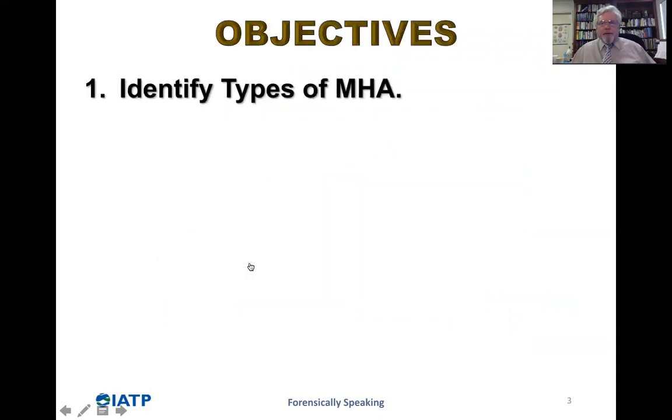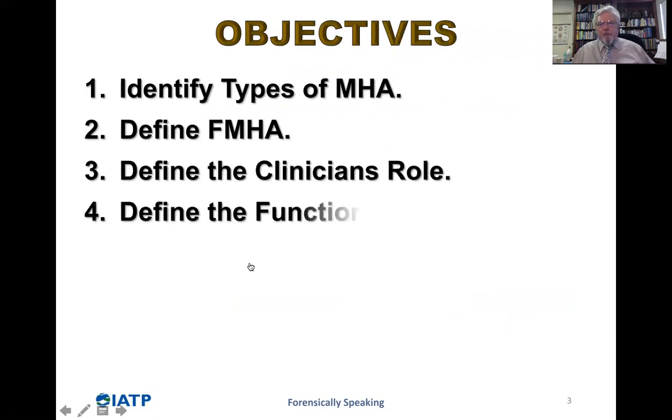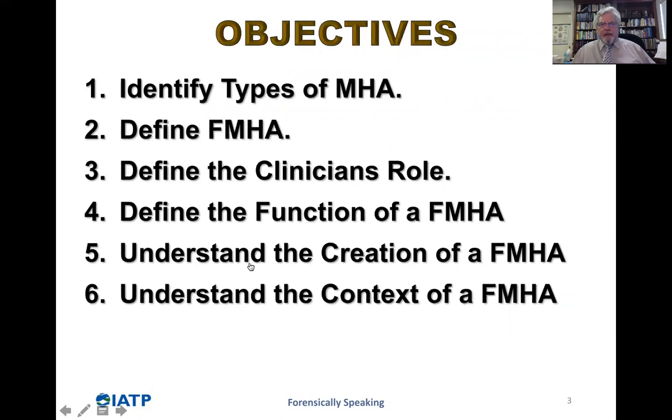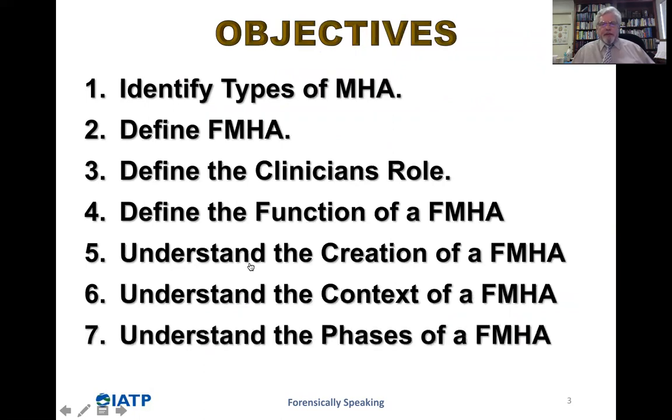Here's what we're going to have as the objectives of this particular module. We're going to identify the various types of mental health assessment, and there are at least two types. Secondly, we're going to define what a forensic mental health assessment is. We're going to look at the clinician's role in a forensic mental health assessment, and then define our function. The role and function are a little bit different.